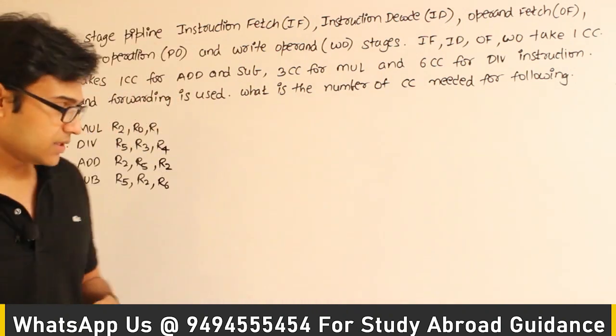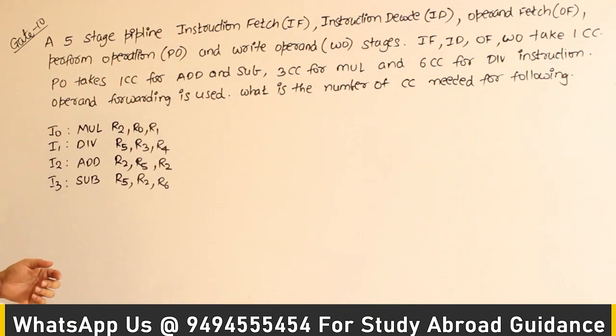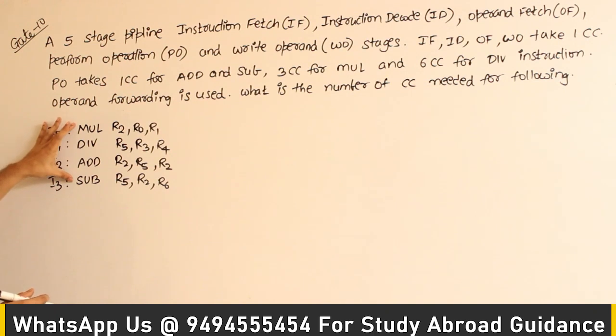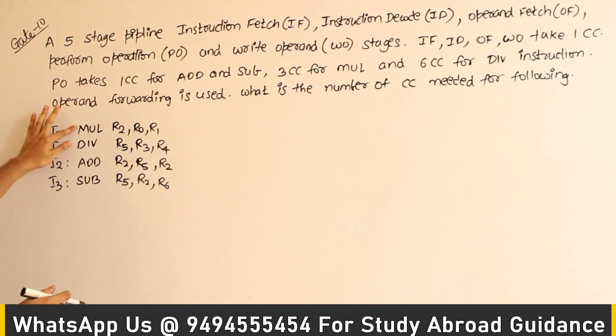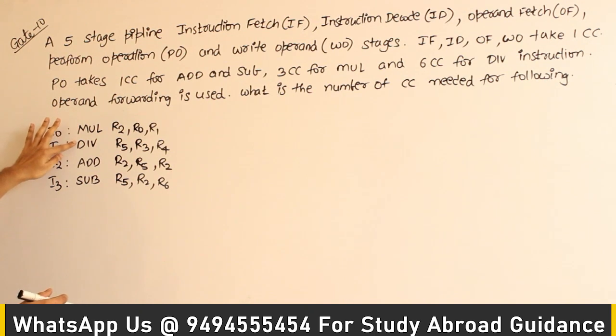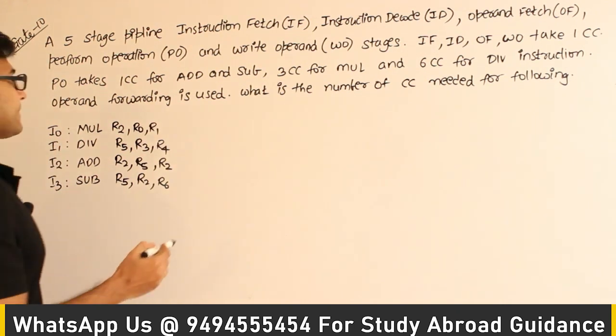So now let's see how many cycles it will take to execute these 4 instructions: multiplication, division, addition and subtraction. If you see this question, the first thing to observe is that each operation takes a different number of cycles. Multiplication takes 3 cycles in the perform operation stage and division takes 6 cycles in the perform operation stage. Addition and subtraction each take 1 clock cycle.